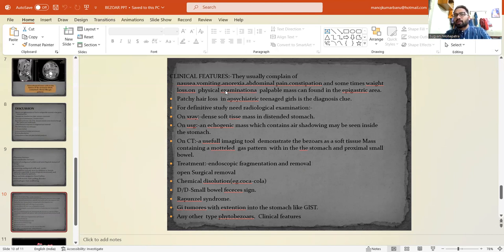Treatment: there are various types of treatment, but a few of them I will put here. One is endoscopic fragmentation and removal. Second, open surgical removal. And third, chemical dissolution. Some differential diagnoses were small bowel feces sign, Rapunzel syndrome, and GI tumor with extension into the stomach, and any other type of phytobezoars.